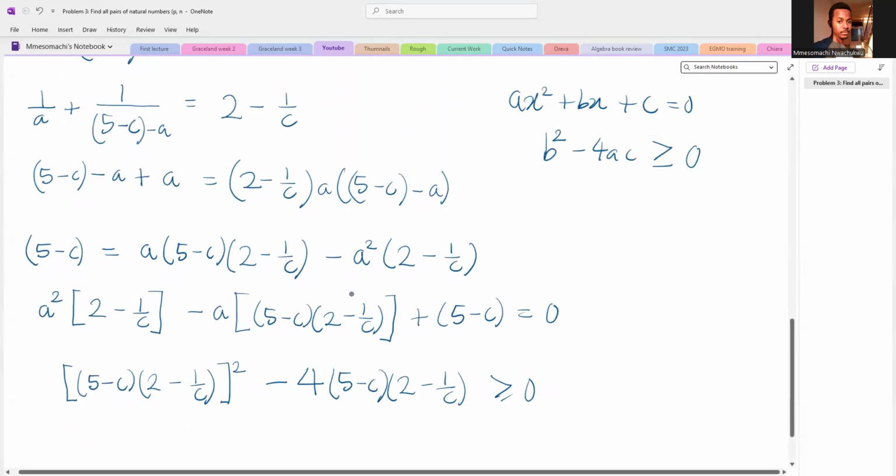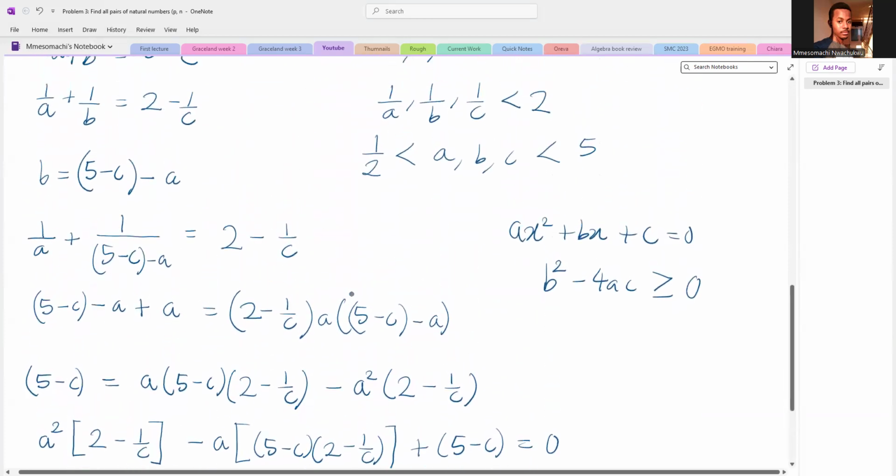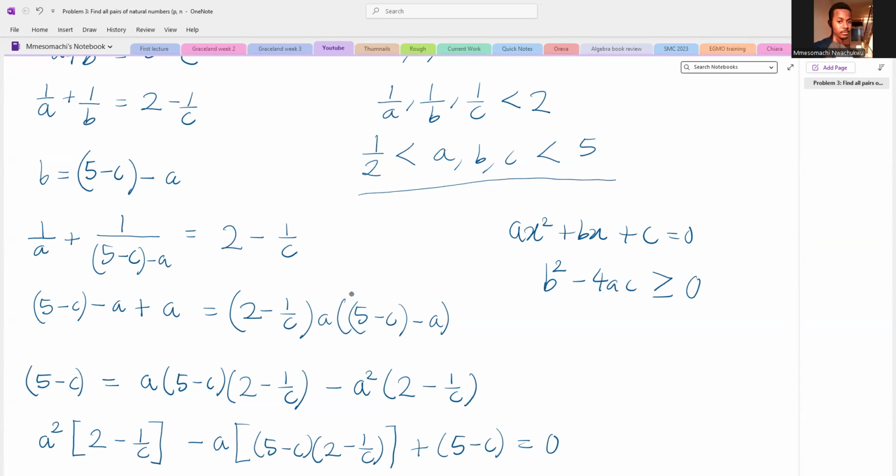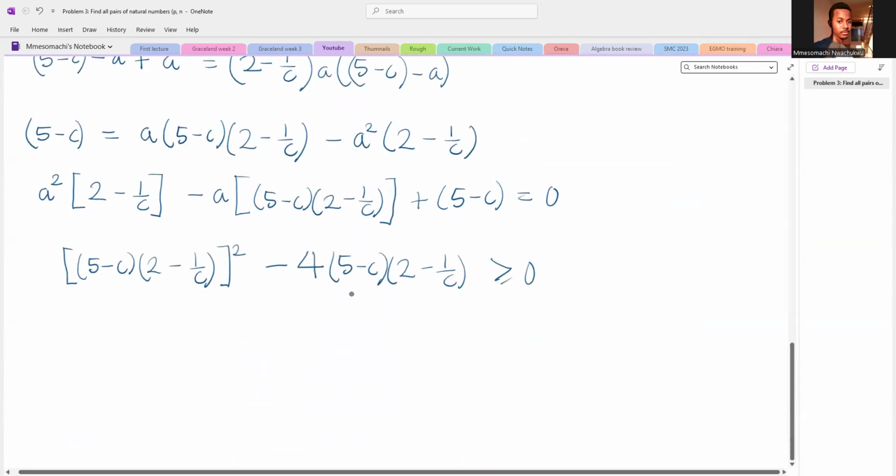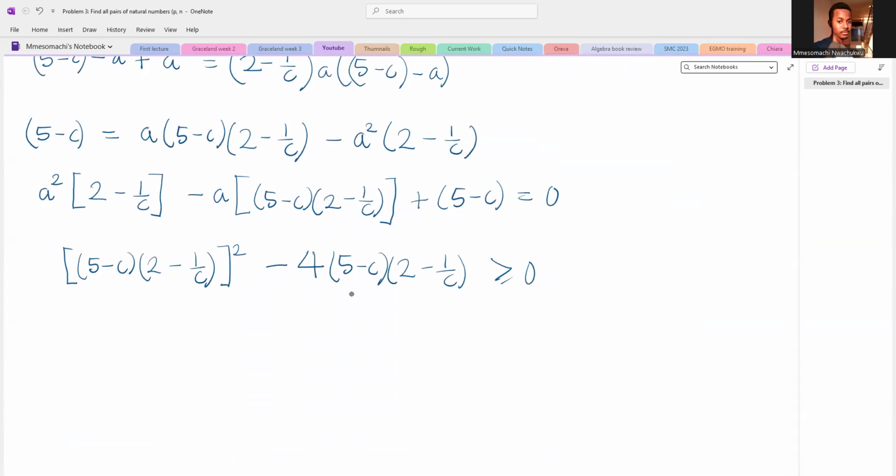Recall, we already have a bound. None of these numbers is even close to 0, right? It's between half and 5. So between half and 5, we have a bound, so we can multiply through by c squared. Of course, c cannot be 0. So let's just multiply through by c squared. That will give us (5 - c)(2c - 1). I say c squared because we're multiplying this part twice.